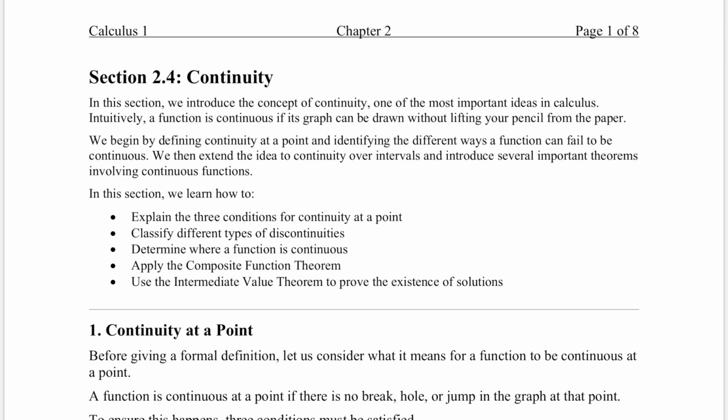Hi everyone. Today we are starting section 2.4, continuity. One of the most important ideas in calculus. A function is continuous if its graph can be drawn without lifting your pencil from the paper. Today we are going to make that idea precise.